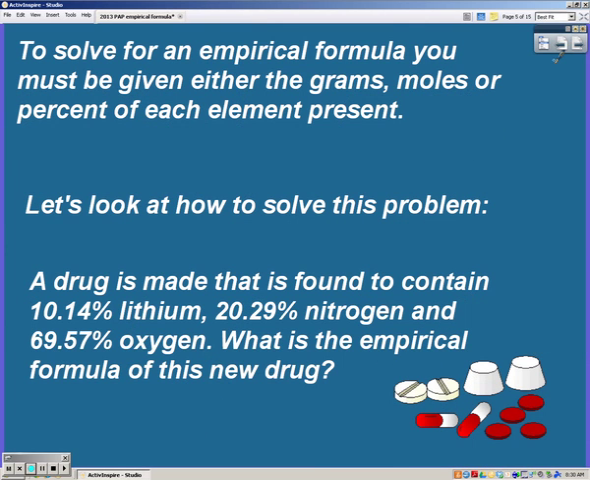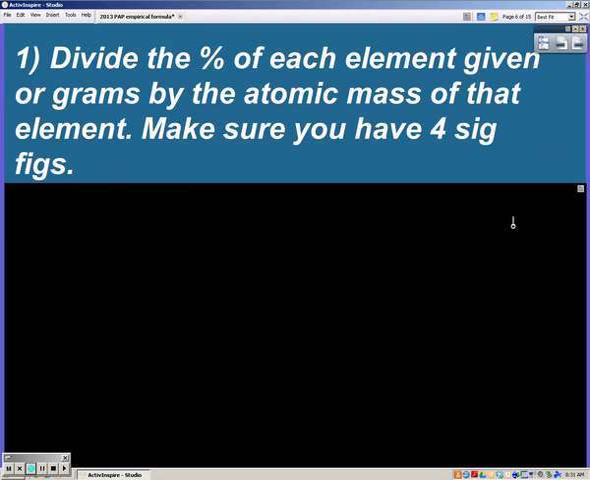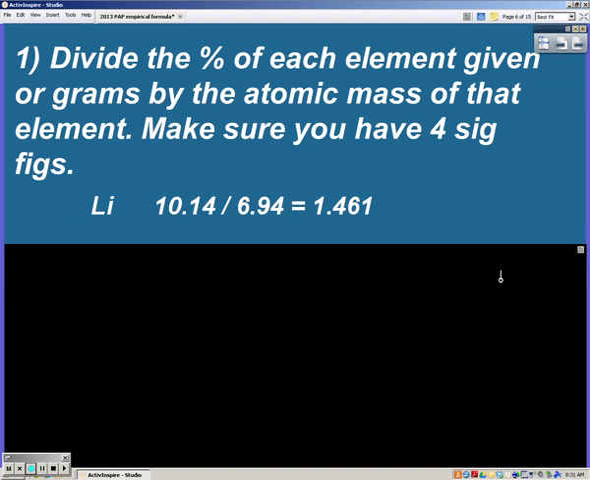To solve an actual empirical formula, we're going to be given either grams, moles, or percent of each of the elements present. We're going to solve this problem going through our steps. It's the first example problem on your page. In this problem, we're given the percent of each element. We're going to assume that we have 100% all together. And so we're going to divide the percent of each of those elements by the atomic mass or molar mass of the element. Make sure that you have at least 4 significant figures.